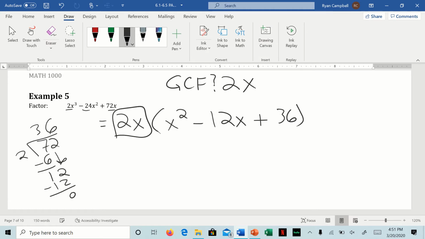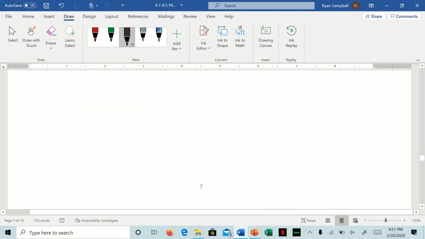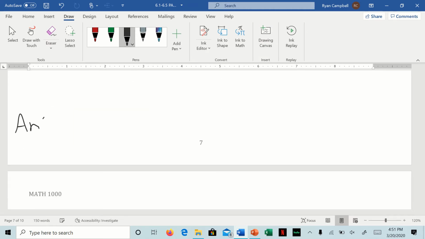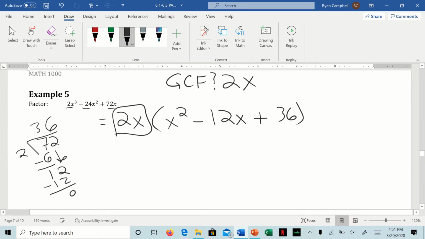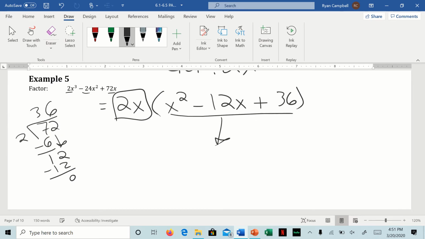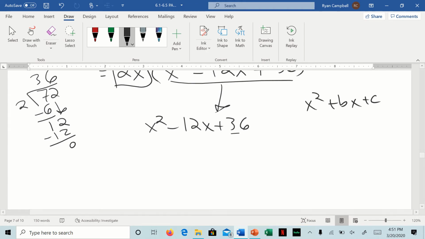So remember, the answer needs to include that 2x. So we can go down for the answer, 2x, so we don't forget about it. All right, so now we got x squared minus 12x plus 36. And since there's 3 terms, you can see that's the x squared plus bx plus c scenario. So what 2 numbers multiplied get you 36, adds get you -12?